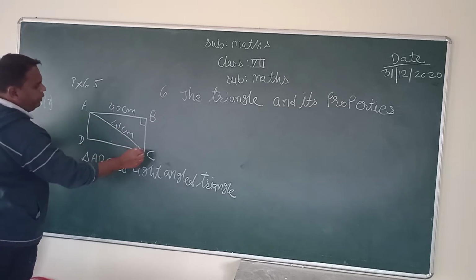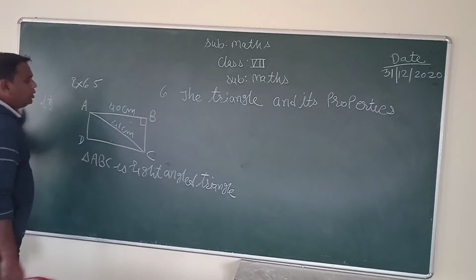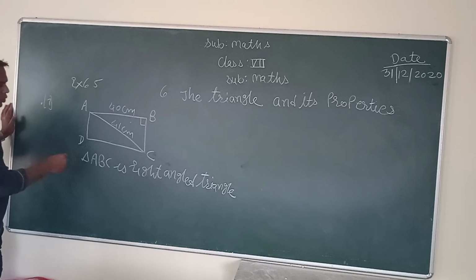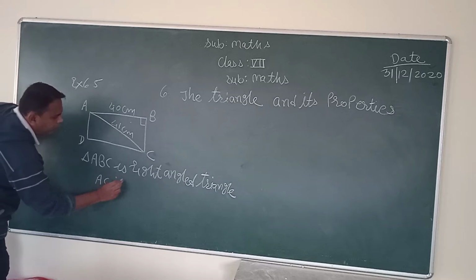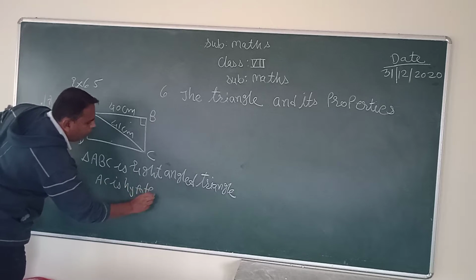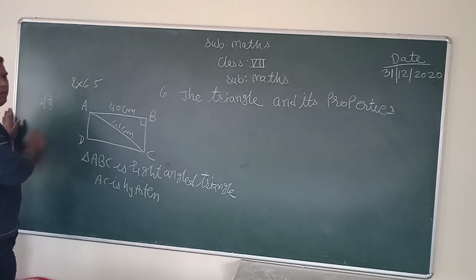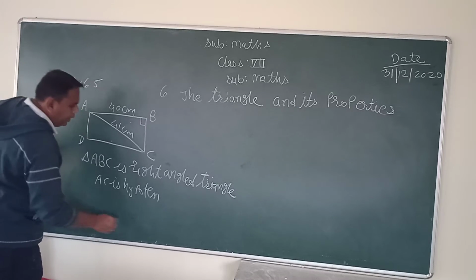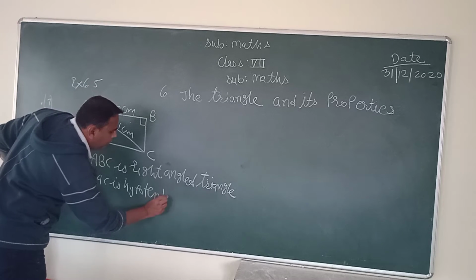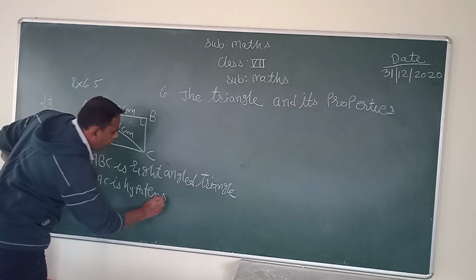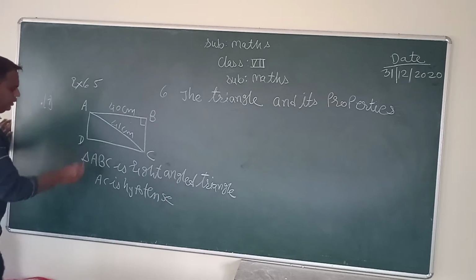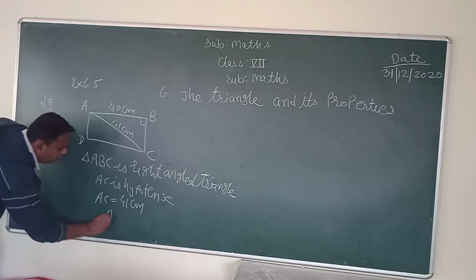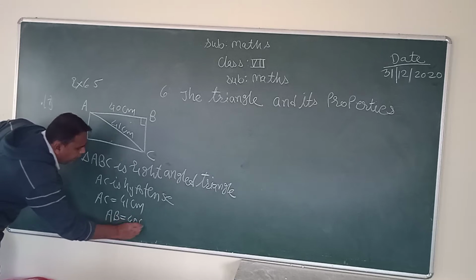And AC will be our hypotenuse, because this side is opposite to the right angle. So here AC is the hypotenuse of this triangle. But in terms of the rectangle, it's a diagonal of the rectangle. AC is the hypotenuse. So we write AC is equal to 41 centimeters. Then AB is equal to 40 centimeters.